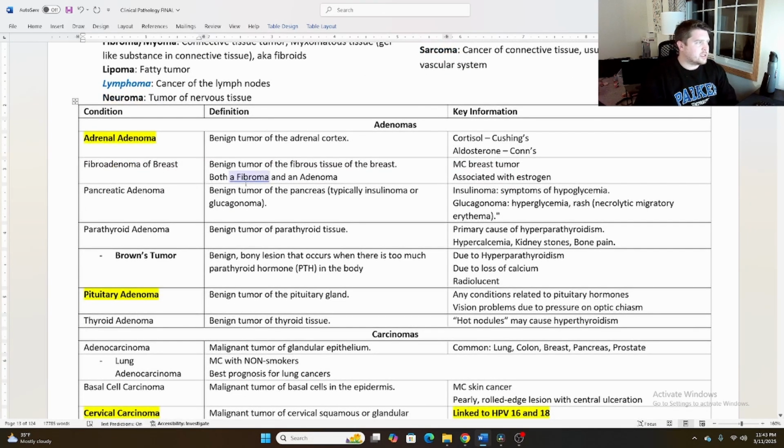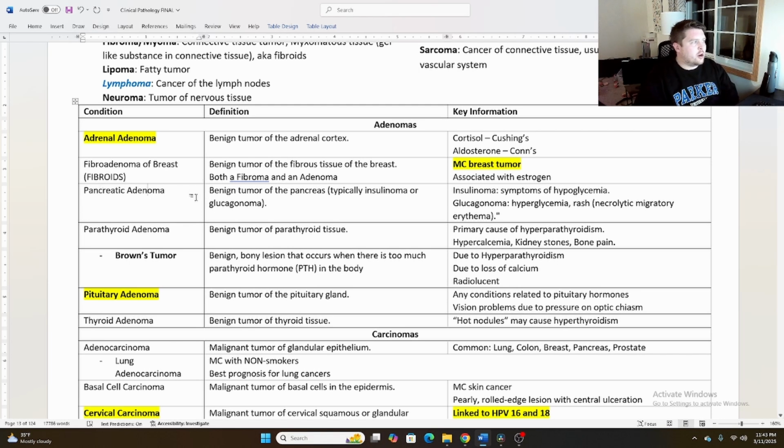Fibroadenoma of the breast. This is both a fibroma and an adenoma. This is the most common breast tumor. We said fibroma can also be fibroids. So breast fibroids, very, very common condition.